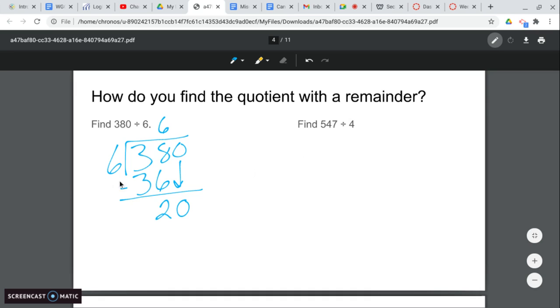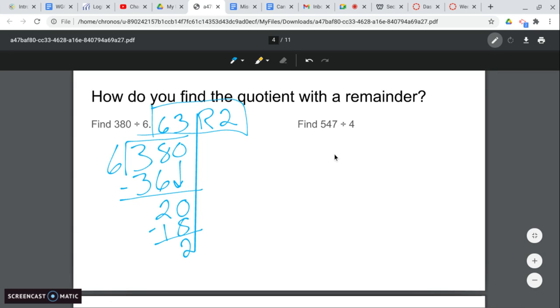How many times can 6 go into 20? Well, it can go in 3 times. 6 times 3 is 18. 20 minus 18 is 2. So our answer is 63 remainder 2. So this is our answer right here. So that's what we do for right now when we have a remainder.